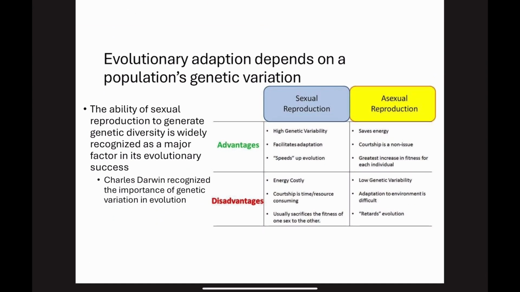So Charles Darwin recognized the importance of genetic variation in evolution. He said that as the environment changes, the population may survive if some members can cope effectively with these new conditions. And because mutations are the original source of different alleles, those are then mixed and matched during meiosis. New and different combinations of alleles may work better than those that previously prevailed. So that ability of sexual reproduction to generate diversity is widely recognized as a major factor in its evolutionary success.